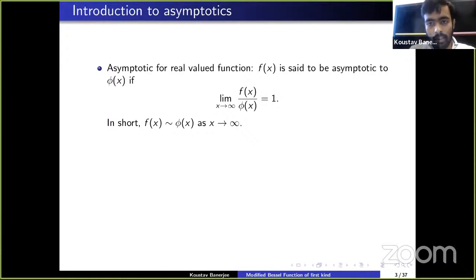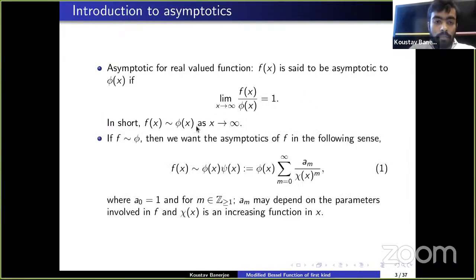I will explain in the next slide what not being well known means, or what we want to get asymptotically. So we want f(x) in terms of our familiar functions, in terms of phi(x), such as exponential functions, logarithmic functions, trigonometric functions, polynomials, algebraic functions. In short, we say f(x) is asymptotic to phi(x) as x tends to infinity.